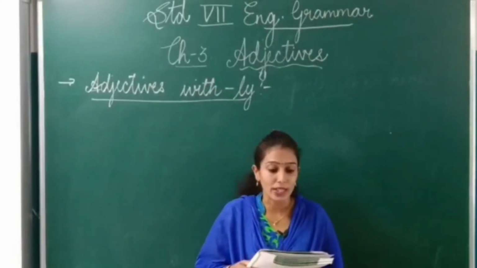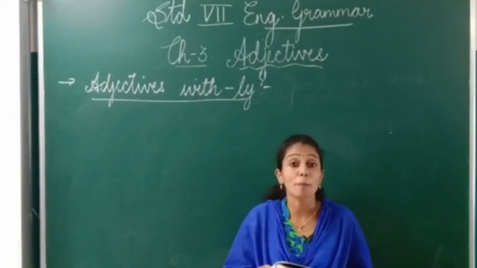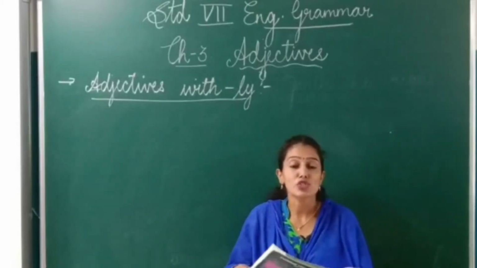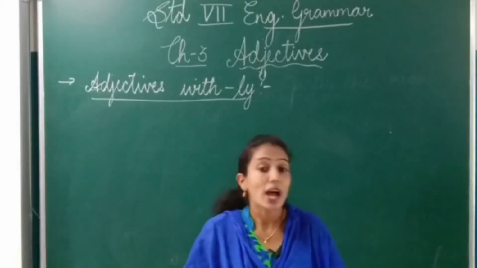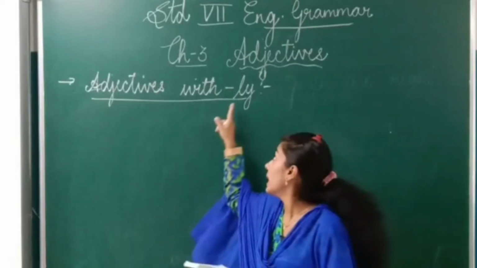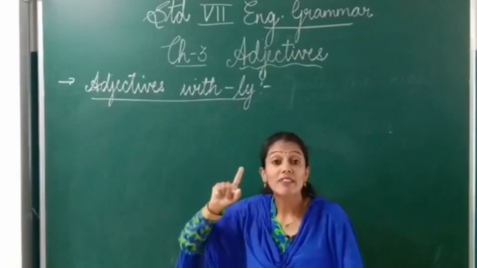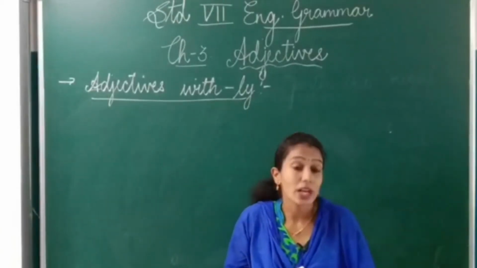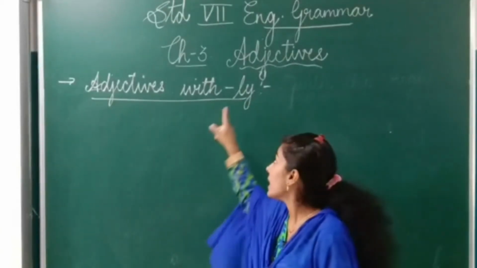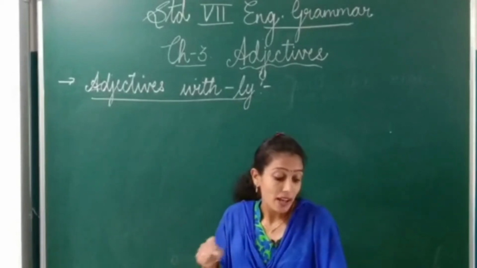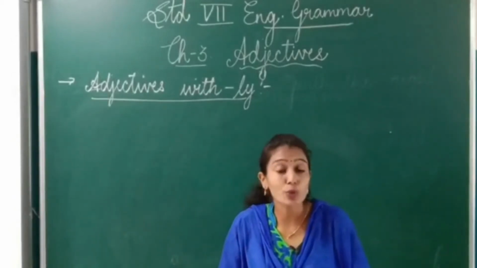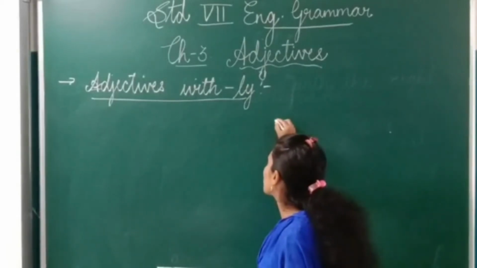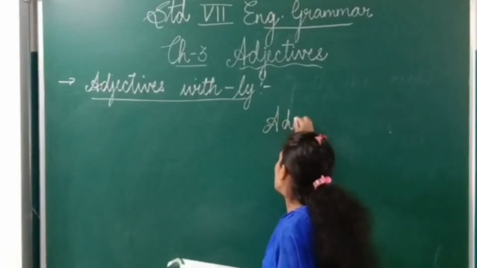We start with the next topic, that is on page number 14. So children, all of you open page number 14. Adjectives with ly. We have adjectives that are used along with ly. There are some adjectives that end with ly and are also used as adverbs. So I hope you have learnt in the previous class what an adverb is.